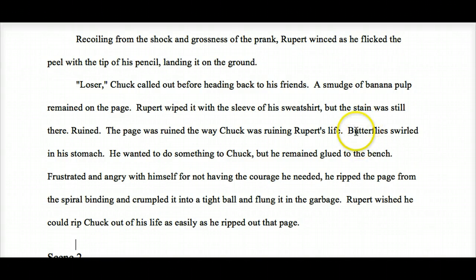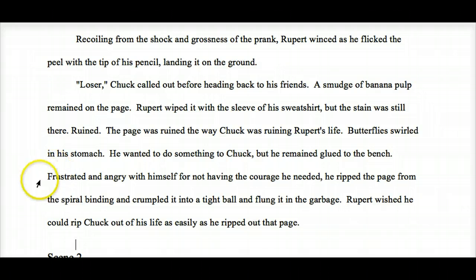Then in this sentence here, butterflies swirled in his stomach. Now, here I'm still telling the internal story. I'm showing you Rupert's response to this banana peel landing on his sketchbook. That banana peel landing on the sketchbook is the external story. Here we show his feeling. It's a response in the form of a feeling. Butterflies swirled in his stomach. And then he wanted to do something. This is getting back into his thoughts, but he remained glued to the bench.